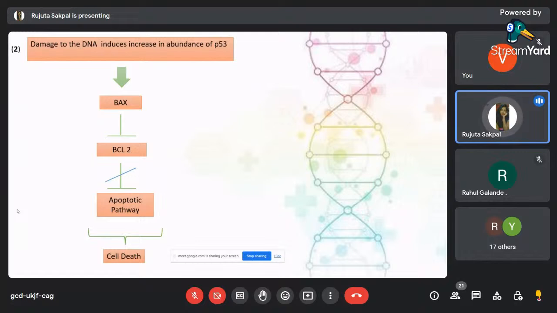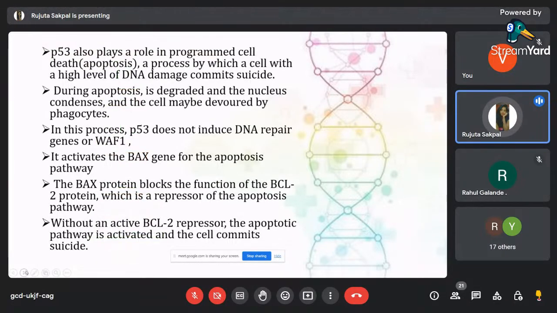It happens when both alleles of P53 carry a loss of function mutation. So P53 cannot be activated, and WAF1 is not activated. So the cell is unable to arrest in G1 phase, and cell death is caused. This is the explanation of this pathway.